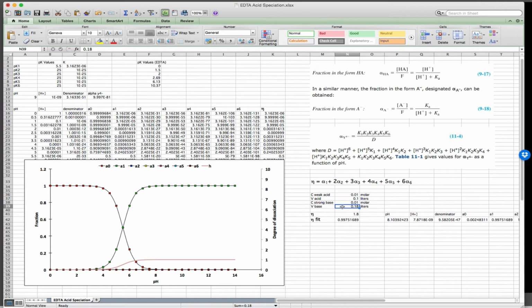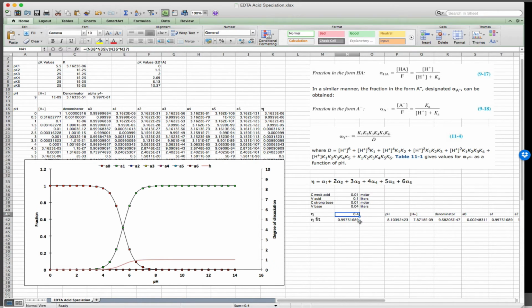Let's say that we've gone about 40% of the way there. So my degree of dissociation is 0.4. What would the pH be? Well, we could come up here and scroll down till we get to 0.4, and that says it's somewhere between 5 and 5.5.